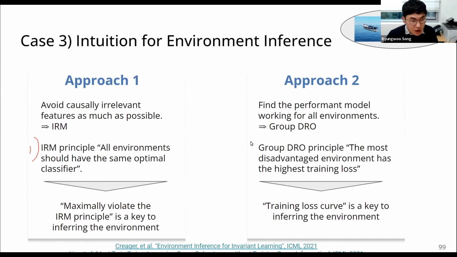Similarly, we can infer the environment based on the group DRO principle. The group DRO principle is that the most disadvantaged environment has the highest training loss. It denotes that each environment has a different training loss curve. Therefore, we can infer the environment based on the training loss curve. For a detailed explanation, please refer to the appendix of this slide or the following papers.